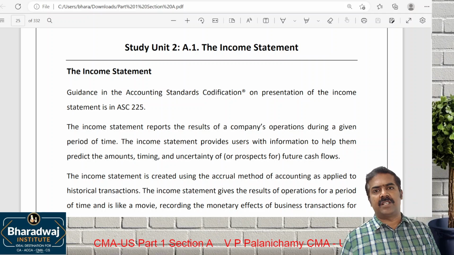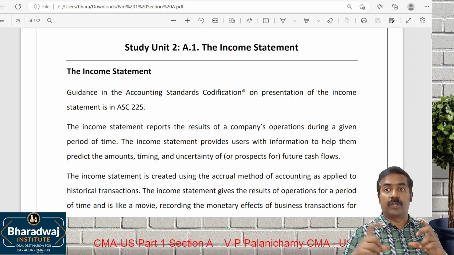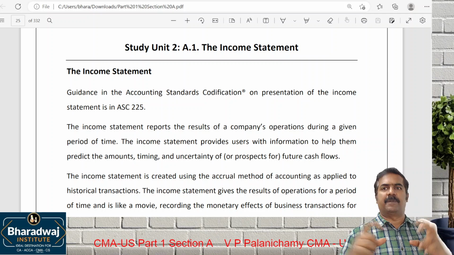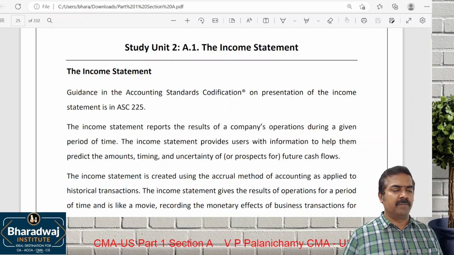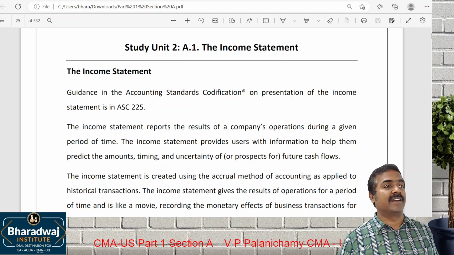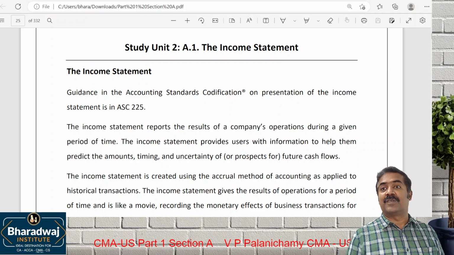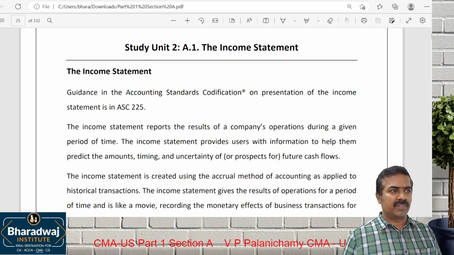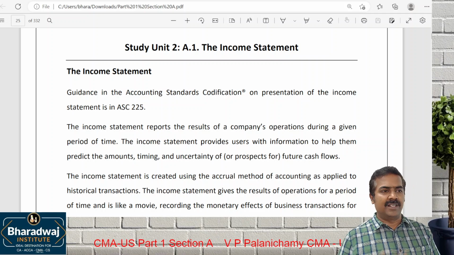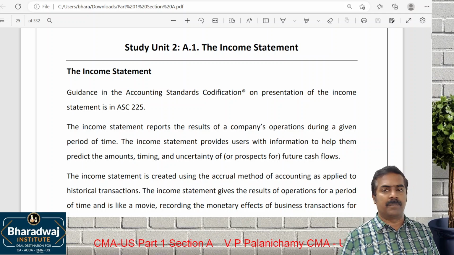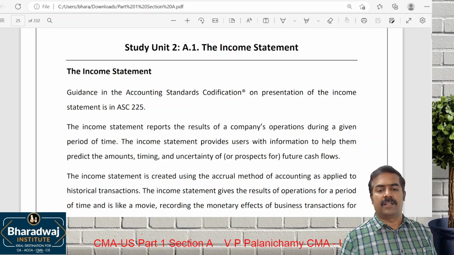Otherwise, balance sheet is like a photograph, taken at a point of time. Whether the same scenery will be there on the next day? Today I show this is my asset, this is my liability. Tomorrow, it might change. It is changing throughout the year, but balance sheet reports at a particular point of time.